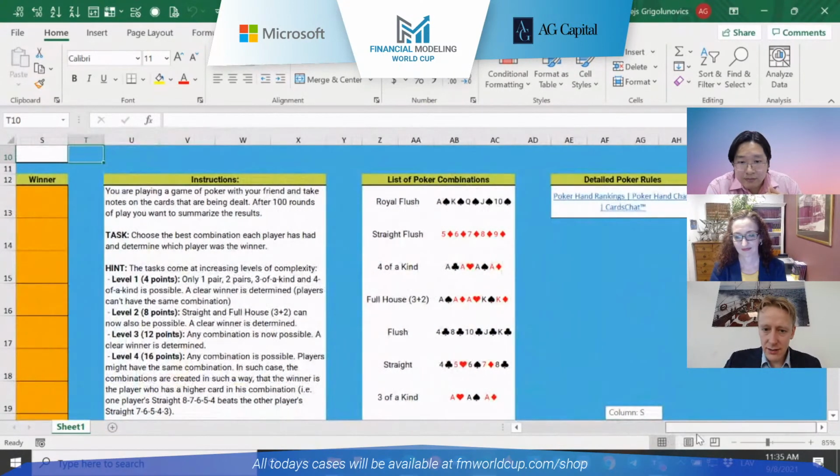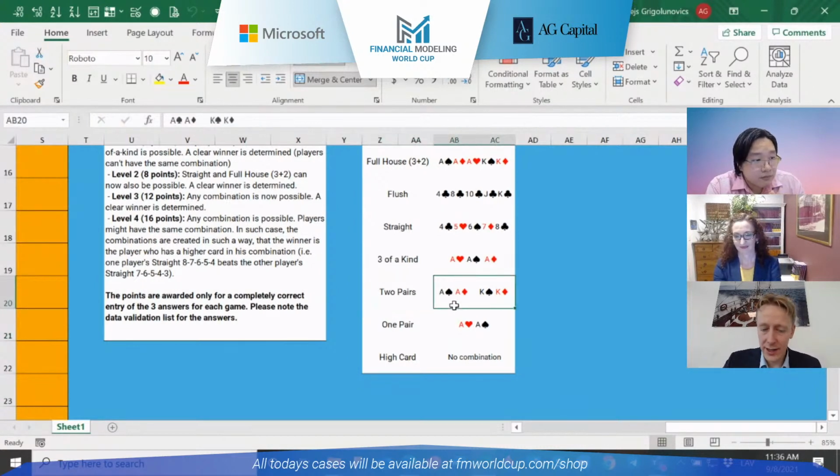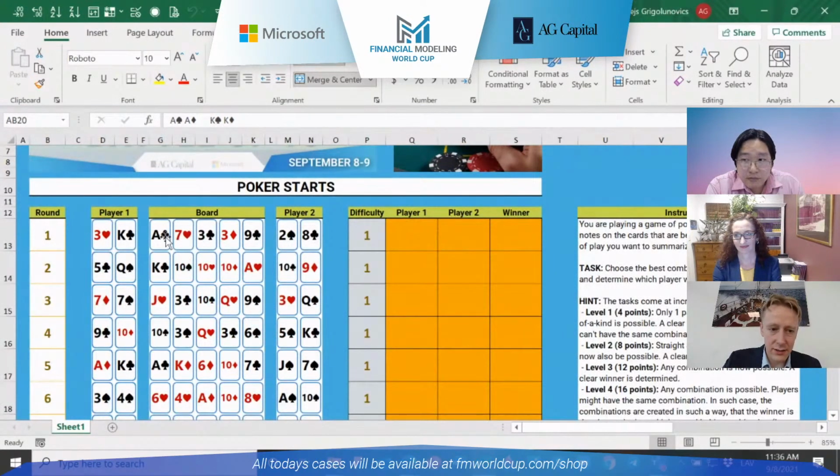In columns Z to AC in your file, you will see the list of poker combinations, going from the strongest towards the weakest ones. There could be no combination at all. There could be one pair, where you have, let's say, 2 aces or 2 threes. There could be 2 pairs, when you simultaneously have 2 aces and 2 kings in your hands, and so on. A typical game of poker has 2 players, and each player has 2 cards in hand. Player 1 has a 3 of hearts and a king of clubs. Player 2 has a 2 of spades and an 8 of clubs, and they have a board which every player can use.